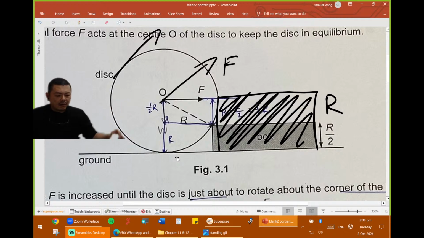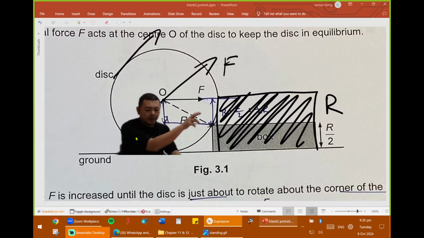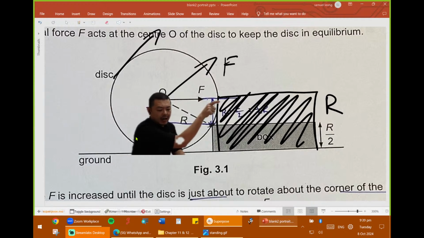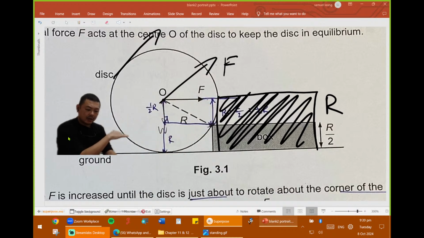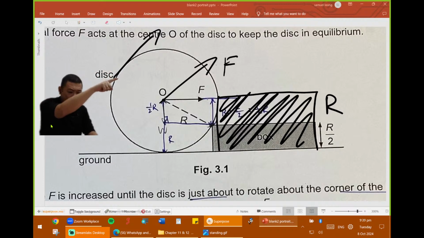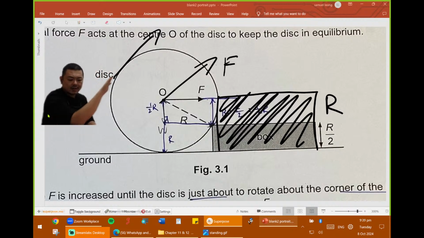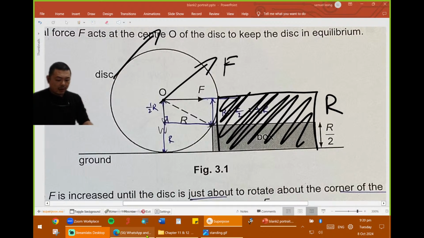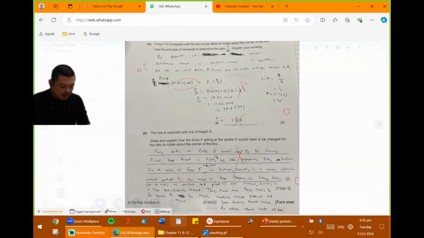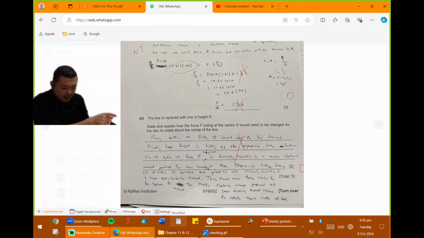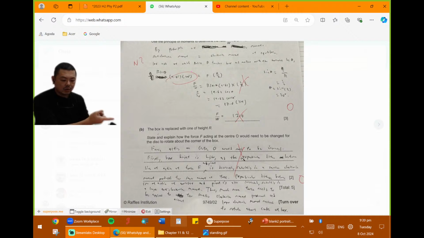If you increase the magnitude of the force, it's not good enough because you're acting at the pivot. When you act the force at the pivot, there's no moments. No moments means it cannot turn over. Do they allow you to act on the side of the disc like that? I would write that down now. The question says state and explain. Oh no, acting at center O, so I can't change that. So it has to be at an angle.